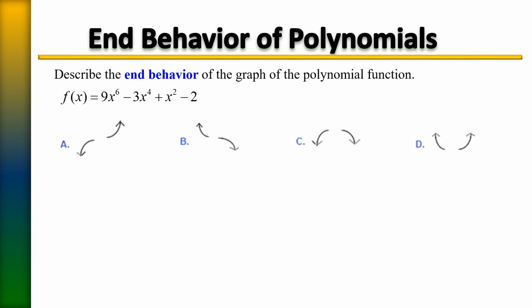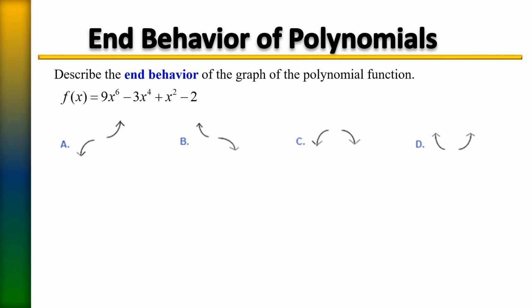Is that an even or odd degree? If you said even degree, that is correct, which means what? Yes, it means that the end behavior, both ends, is going to either face upward or downward, so there's no way A or B could be it because A and B are odd degree polynomials. So let's determine whether it's C or D.